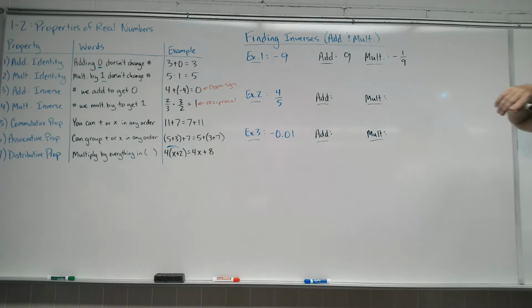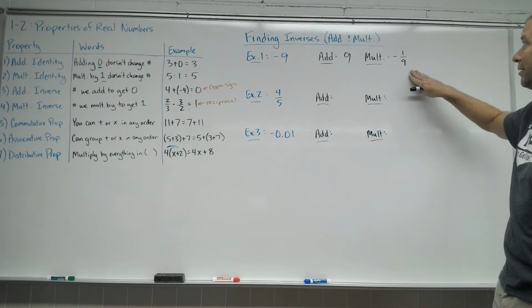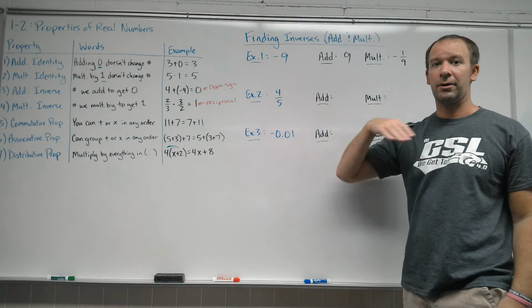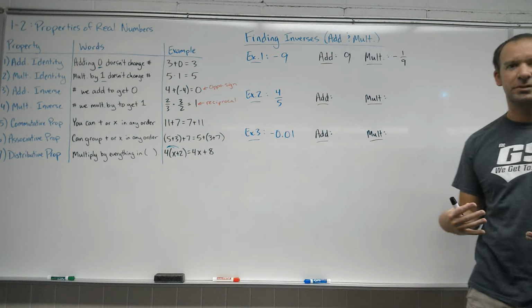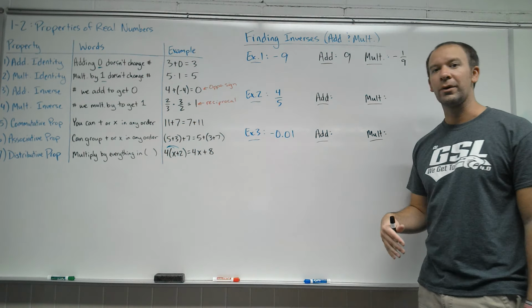So if I take -9 times -1/9, the 9's will cancel, the negatives will cancel, and all that's left is 1. So I can come up with a number that I can add to it to cancel it out, and a number I can multiply by it to cancel it out. And again, that's what we do every single time we solve an equation, so it's nothing new. It's just thinking about what it is that I'm actually doing when I do that.